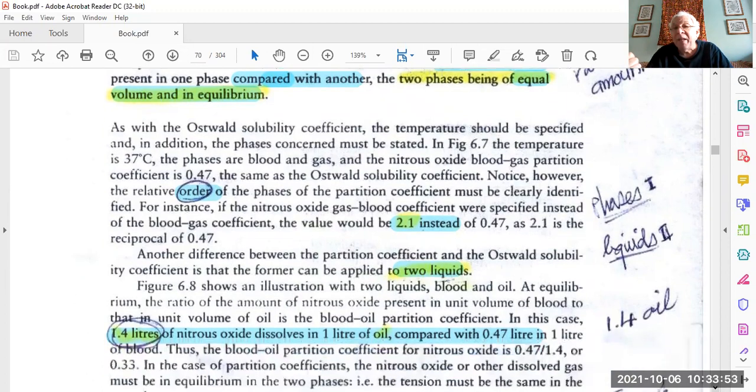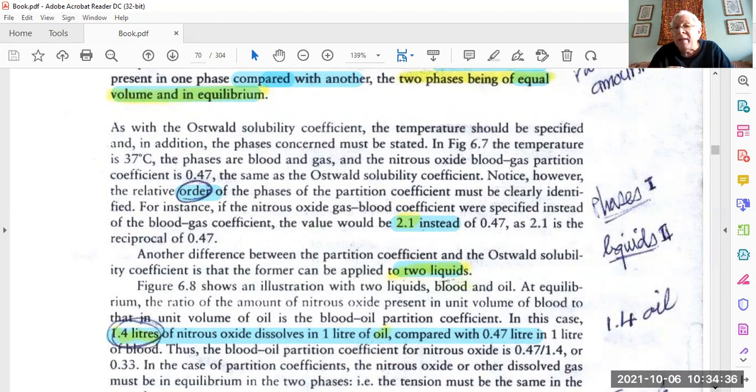The second thing is that I can use two liquids. I can use oil and blood. We know nitrous oxide absorption in the blood is 0.47. If we use oil, we always use oil in our testing instead of fat because it's more practical. So oil is like fat. You want to study fat, use oil. So the second difference is that we can use two liquids, but in the Oswald we only use a gas and a liquid.